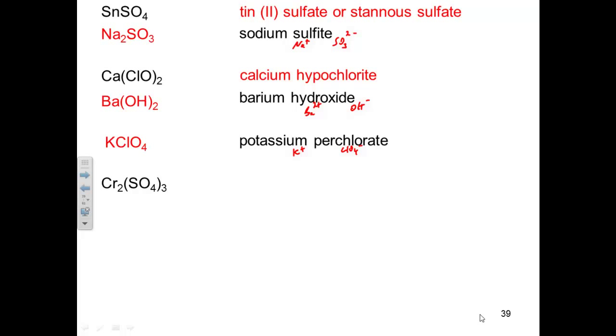Chromium, subscript 2, sulfate, subscript 3. I need to figure out what chromium's charge is. It's a variable oxidation state. So if I got 3 sulfates at 2 minus, that's -6. And I got 2 chromiums, that means that chromium must be a +3. So now I'm going to have to put that in my written formula when I write it out. So I'll write it as chromium(III) sulfate.